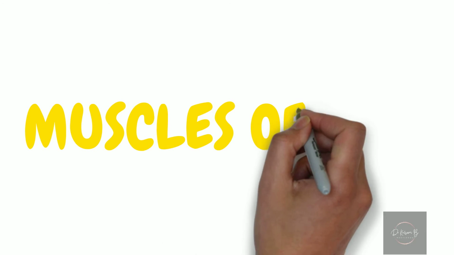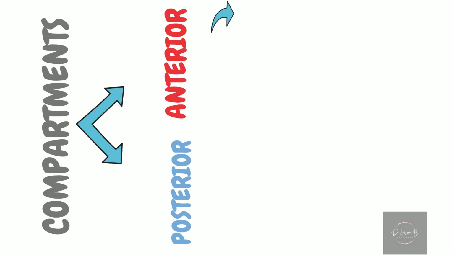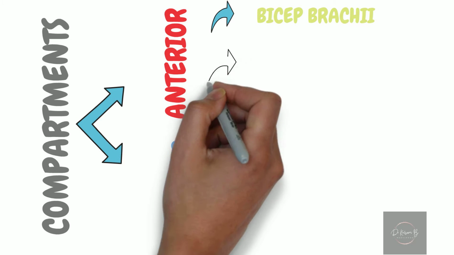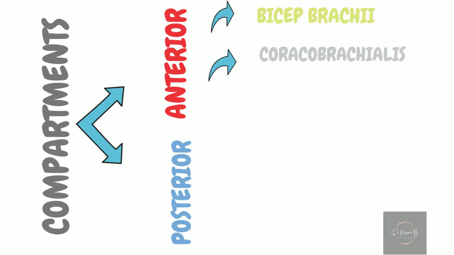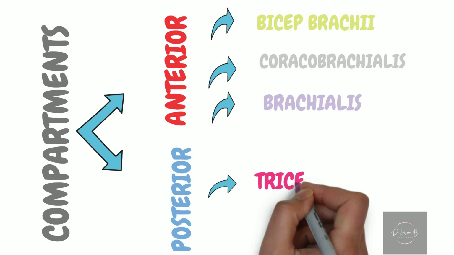Today we will be discussing the muscles of the arm. The muscles of the arm are composed of two compartments, the anterior compartment and the posterior compartment. In the anterior compartment there are biceps brachii, coracobrachialis and brachialis. In the posterior compartment there is triceps brachii.